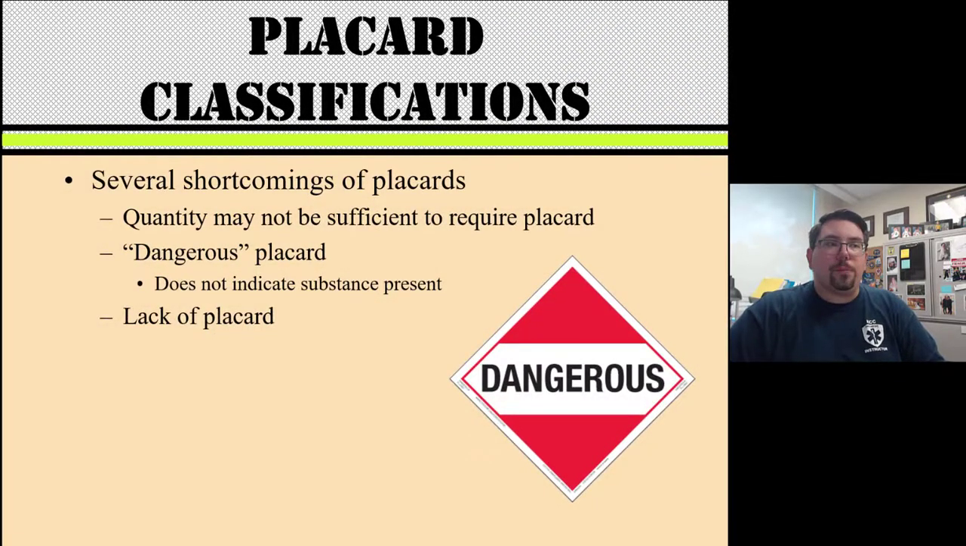Now, there are several shortcomings to placards. One, the quantity may not be sufficient for required placards. They may have some labeling on there, but it may not be enough or may not be visible for you to identify what that hazardous material is. We sometimes just see "dangerous." Well, that doesn't really indicate what substance is present, and so we're going to have to try to figure out what's going on from other factors and other objects that we have at our disposal.